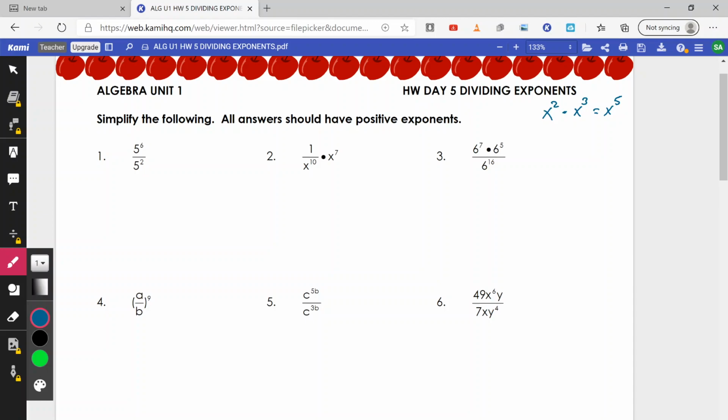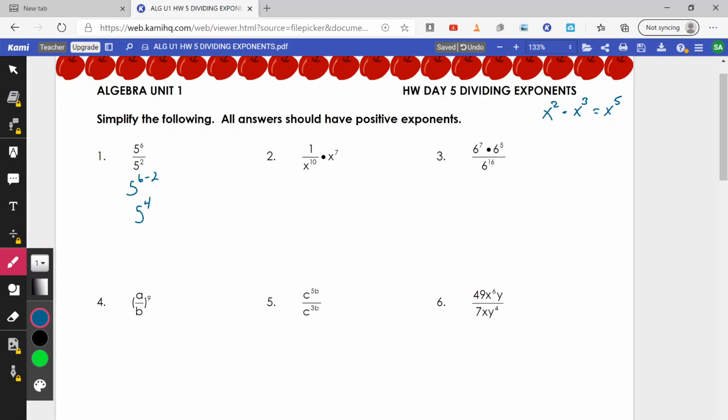Here we got 5 to the 6th divided by 5 squared. So top minus bottom means 5 to the 6th minus 2. So we end up with 5 to the 4th. Pretty simple. Top minus bottom, nothing major going on. Number 2 is a little bit different.